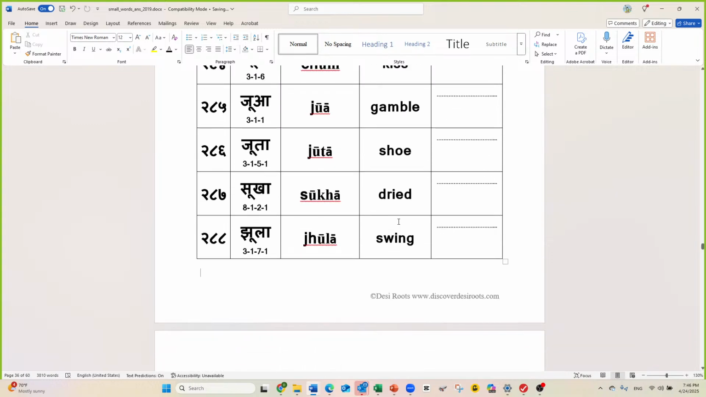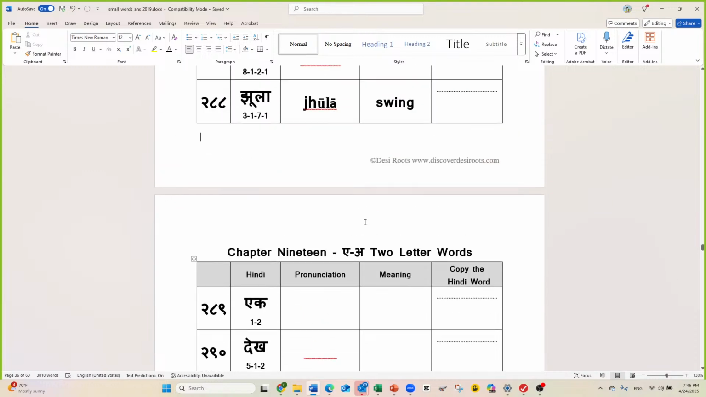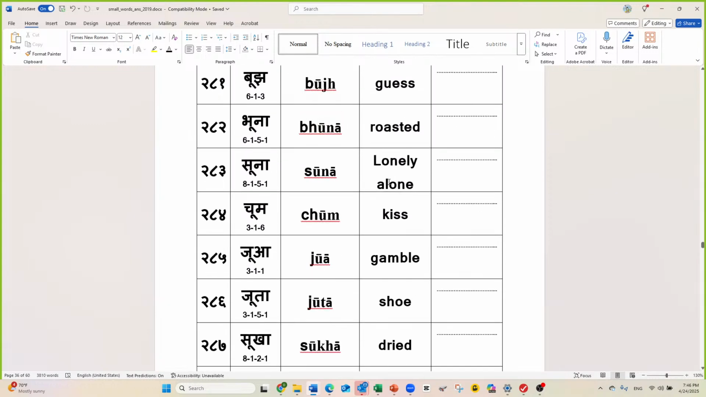Okay. So now next week, don't do this chapter. We will do it in class because I have to teach you all something else. So the only homework is you will make new sentences with all these words and send me a recording. Okay. So that's all for today.